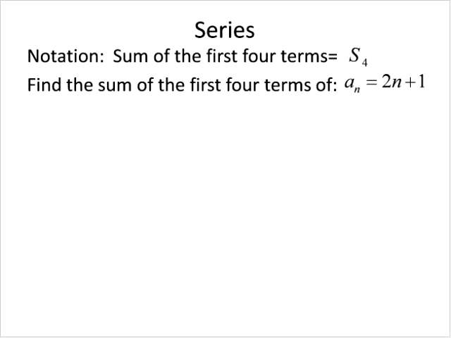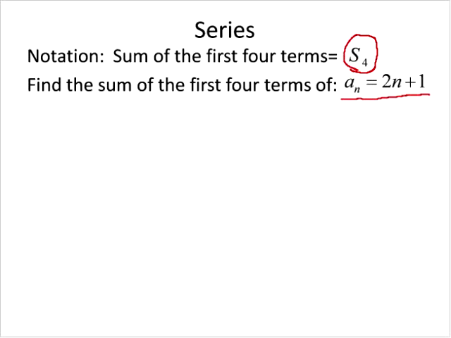So here we go with notation. If you see the big letter S, that letter S means the sum, and the subscript tells you how many. So this means the sum of the first 4 terms. That S sub 4 means the sum of the first 4 terms. And here is the sequence that we're going to be adding up.